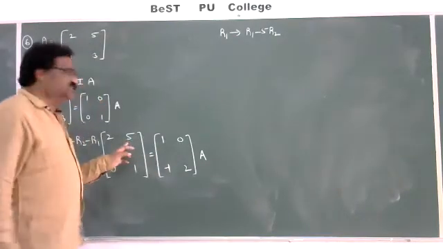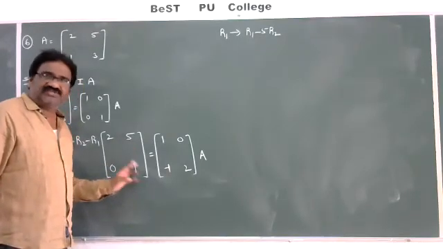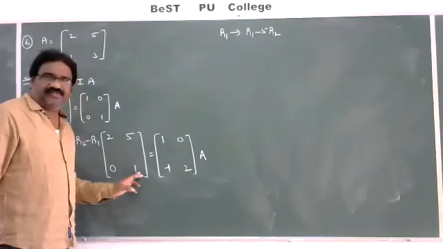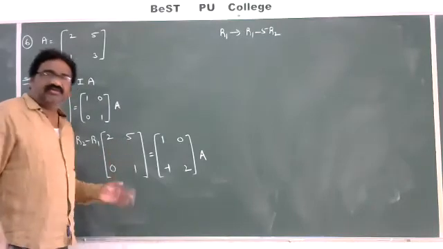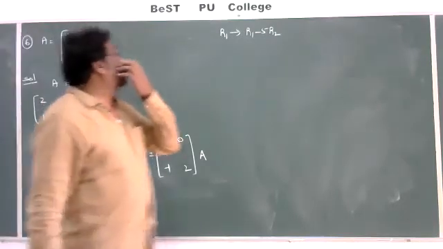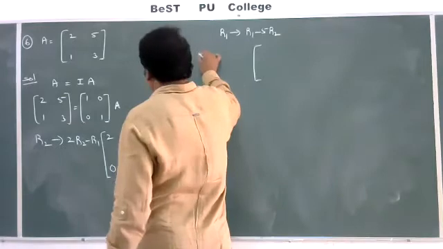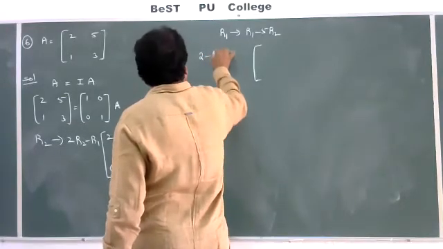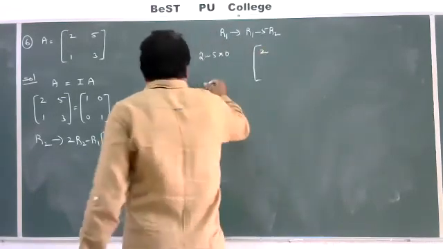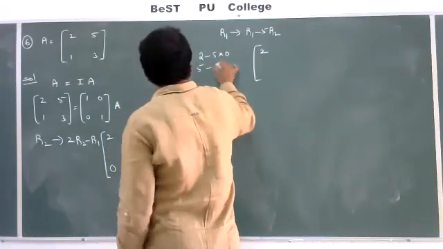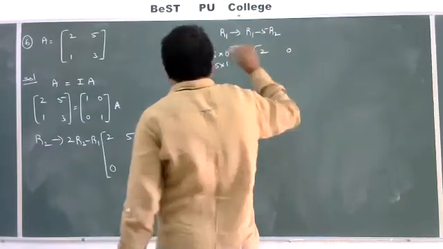So here 5 is there, we require 0 here. By using this element only, there is no other option. So that's why multiplying with 5 and subtracting from 5, you get 0. That's why R1 goes to R1 minus 5R2. So first row R1, 2 minus 5 into 0, 0, that is, you get again 2. 5 minus 5 into 1, that is 5 minus 5, 0. Here 0. And second row same.